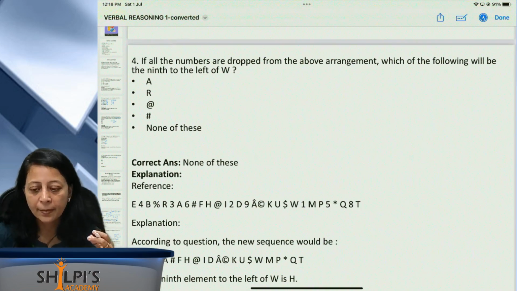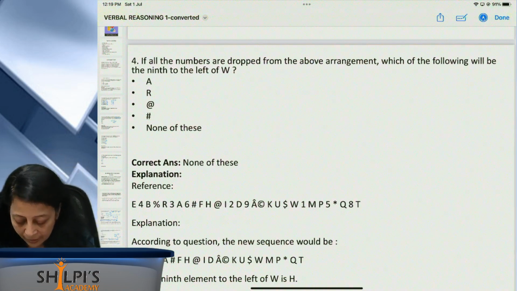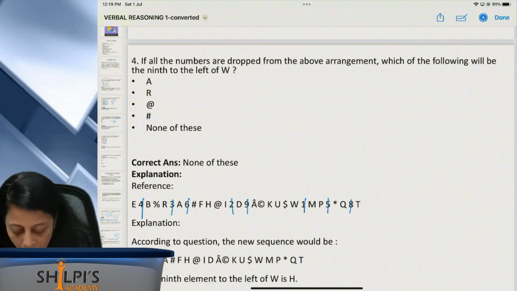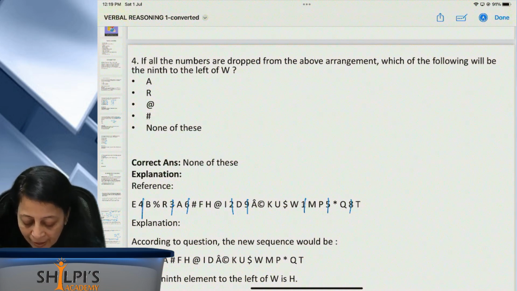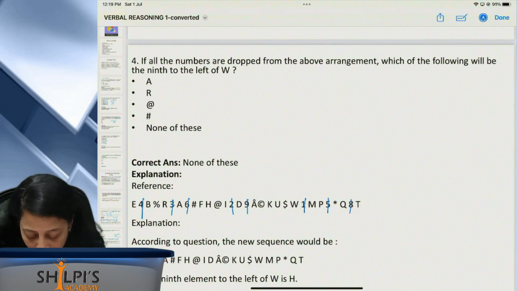If all the numbers are dropped from the above arrangement, which means take out all the numbers, 4 will go, 3 will go, 6 will go, 2 will go, 9 will go, 1 will go, 5, 8, I think I have taken all the numbers. If all the numbers are dropped from the above arrangement, which of the following will be the 9th to the left of W? Which will be the 9th to the left of W?